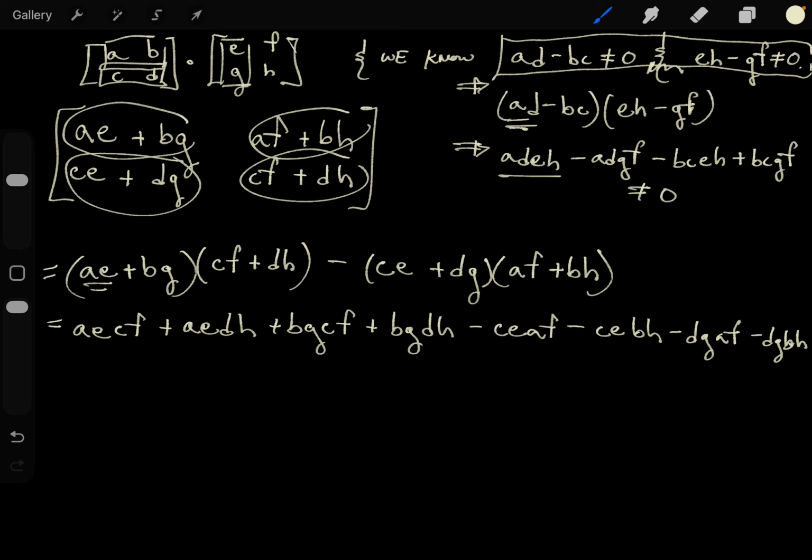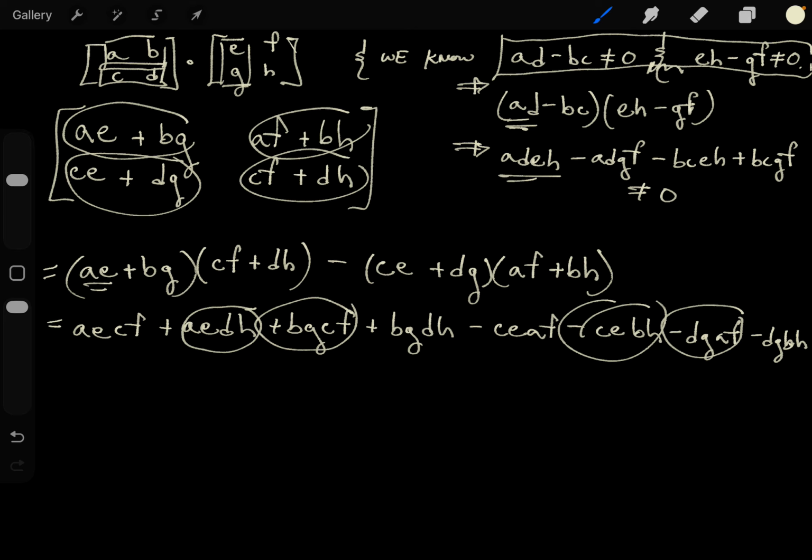Okay, now let's match these. I know ADEH, this, minus ADGF, and this. Then a minus BCEH, here. And then BCGF. Okay, so all of this I know is non-zero.